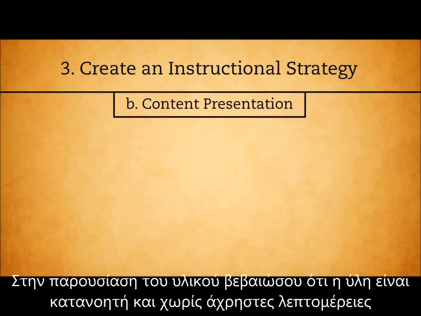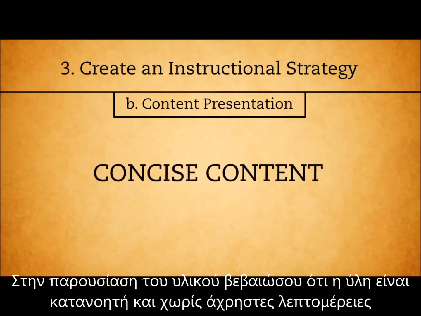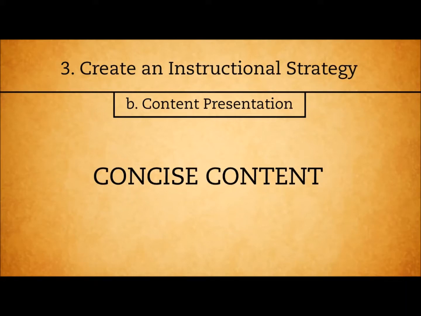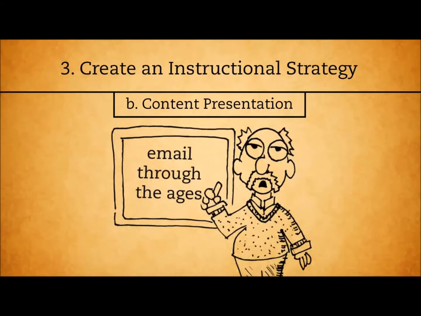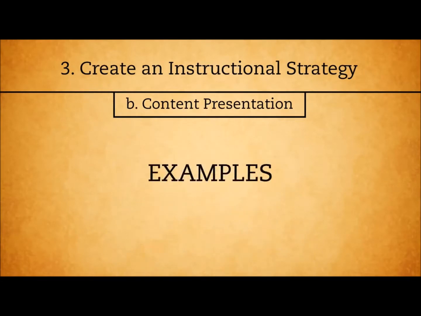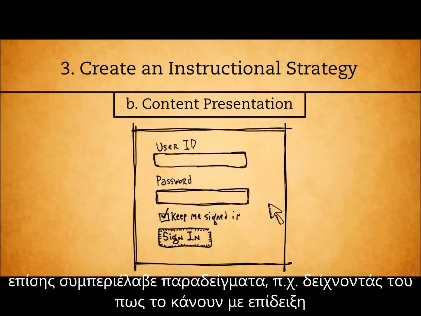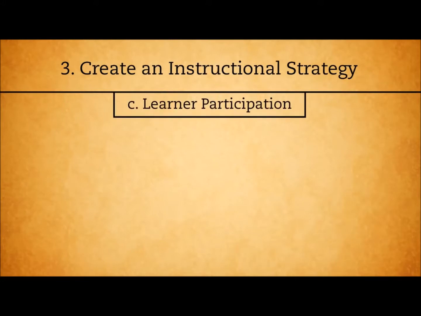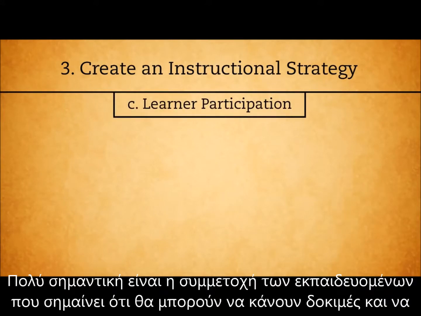There are a few things to keep in mind when planning your content presentation. First, make sure your content is concise and not filled with unnecessary detail. Just stick to the objectives of the class. It may sound fun to relay the history of email and how it got started, but it isn't going to help your students reach the objective of the class. And be sure to include examples. This could be as simple as walking students through the process of signing onto an email account on a digital projector.